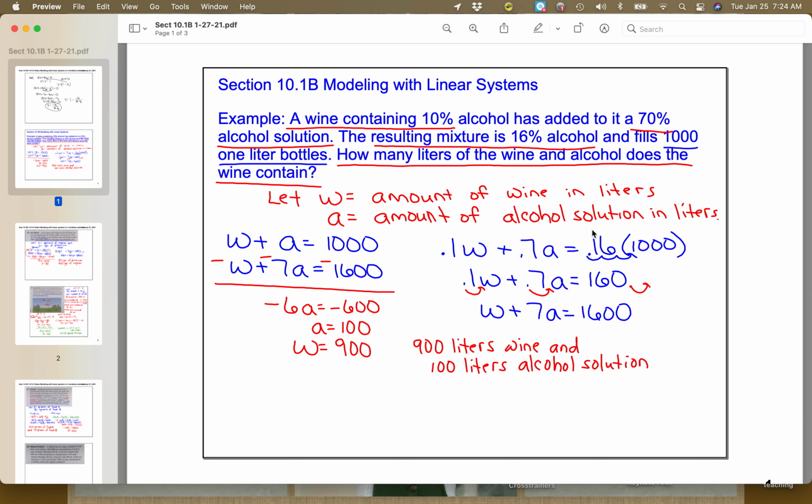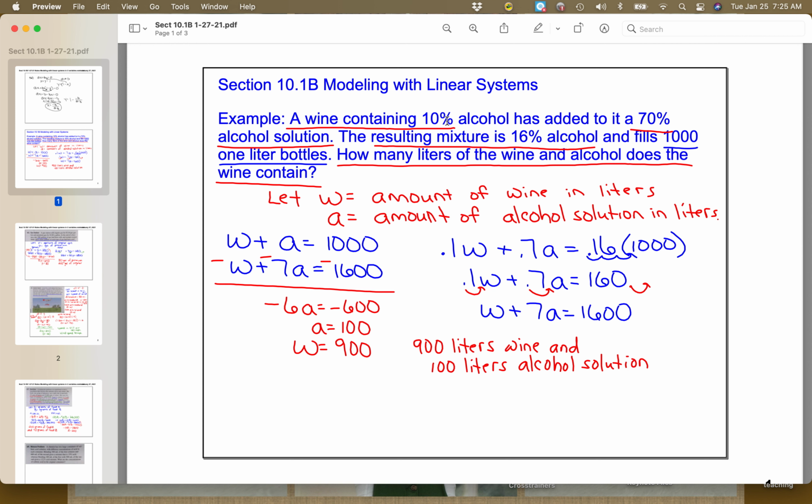See the part that I underlined in blue here. We have the two different mixtures, it's going to fill 1,000 1-liter bottles. So that means W plus A has to be 1,000. Typically one of the equations is going to be pretty easy to come up with. Sometimes you're just adding those two things together. But then I have to get the other one, and I underline that in red.